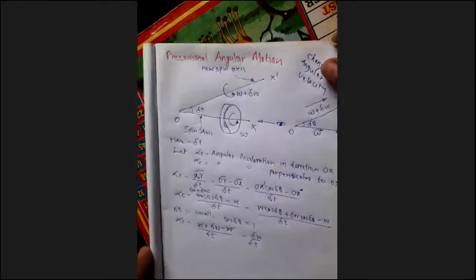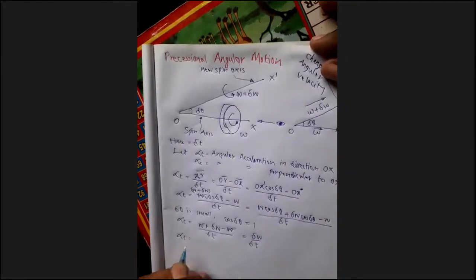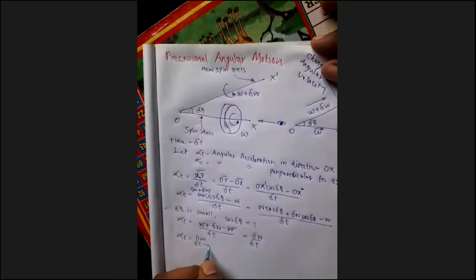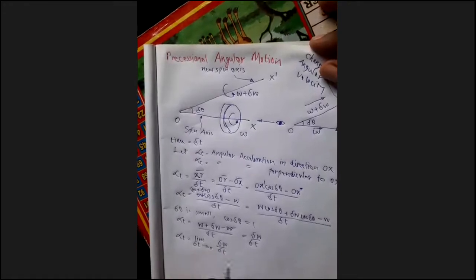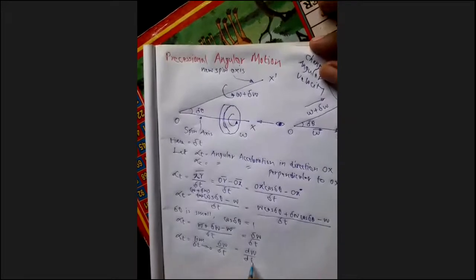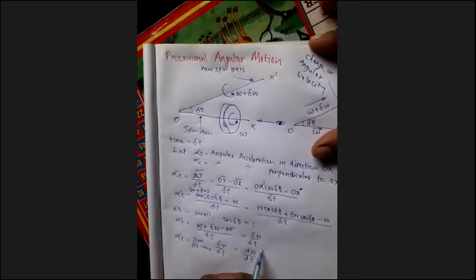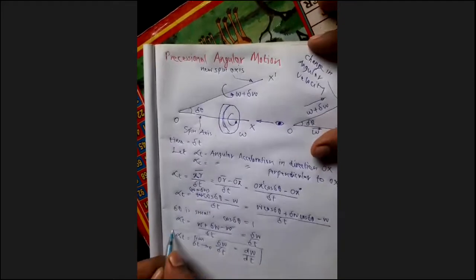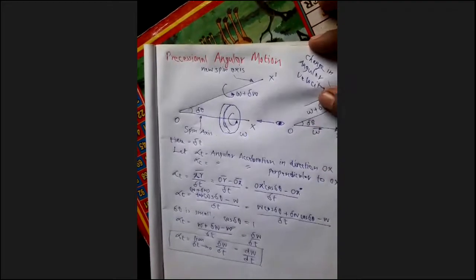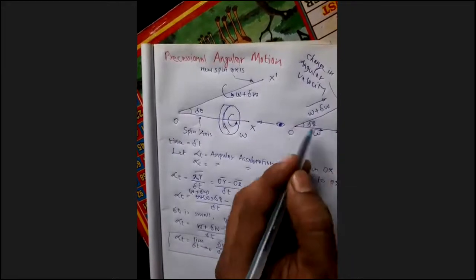To find the total angular acceleration, we take the limit delta t tends to 0 of delta omega by delta t, and this is equal to the total derivative of angular velocity with respect to time. Now this is the expression for angular acceleration along OX.